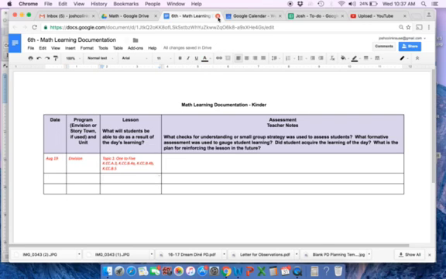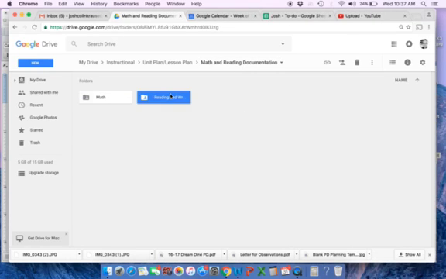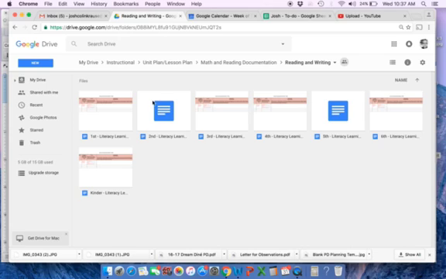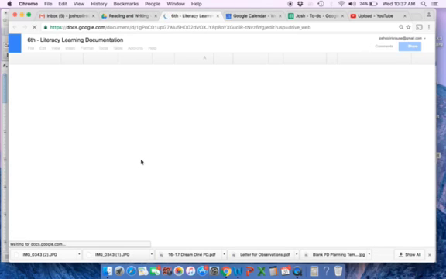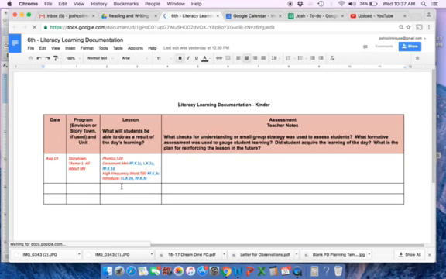And so that's a math example. The documentation for reading is the same, or very similar, I should say. So we can go into 6th grade literacy learning, which Diane would fill out. And very simply, she's going to record the scope and sequence that she's using in the school year. So again, the date, the program, if she uses one, and then the lesson and the standards that she's focusing on, and a simple reflection of what students took away, what checks for understanding she's using.